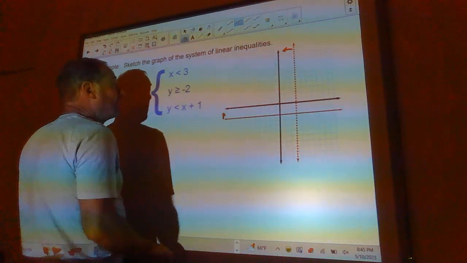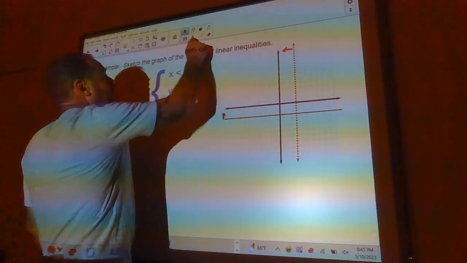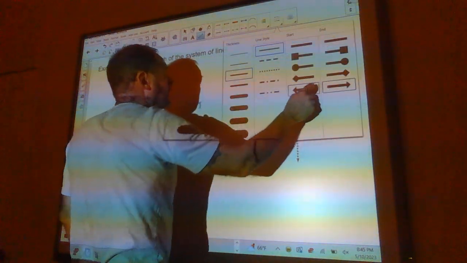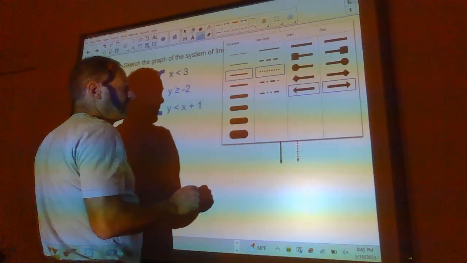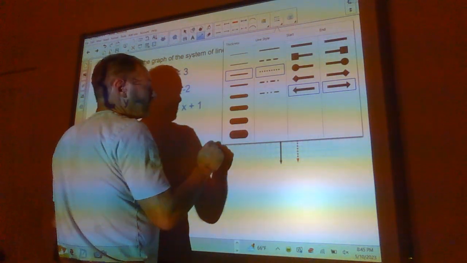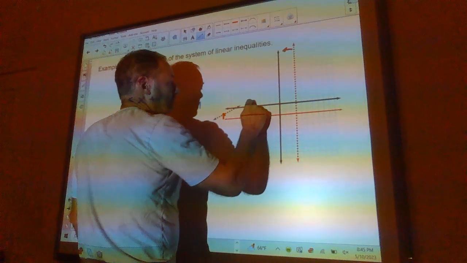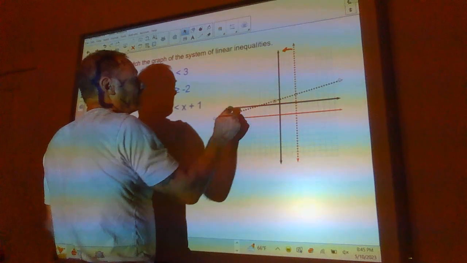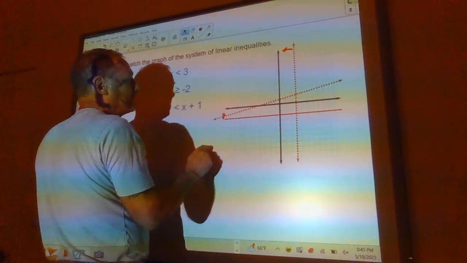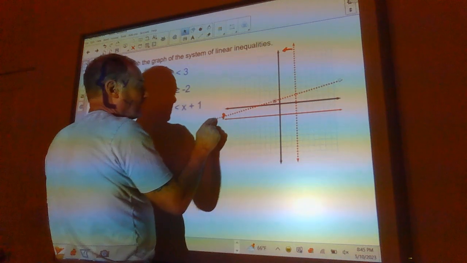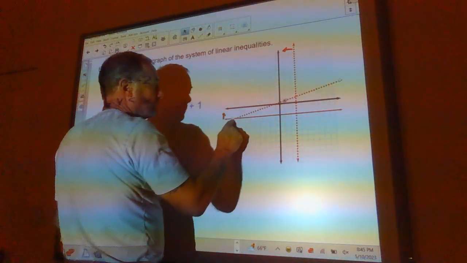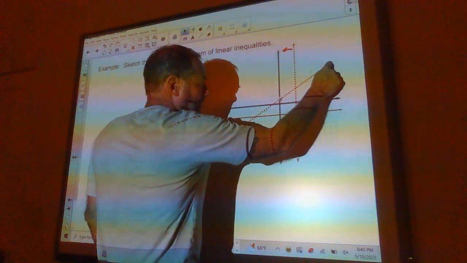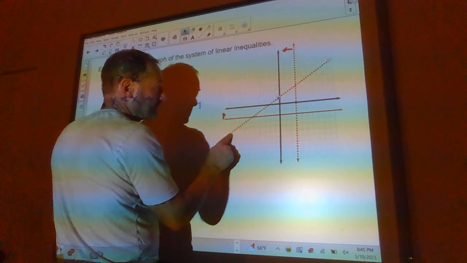So y is going to be less than x plus 1. I need to draw the line. It's going to have a y-intercept of 1 and a slope of 1, so it's going to look like this. We'll make this also red.